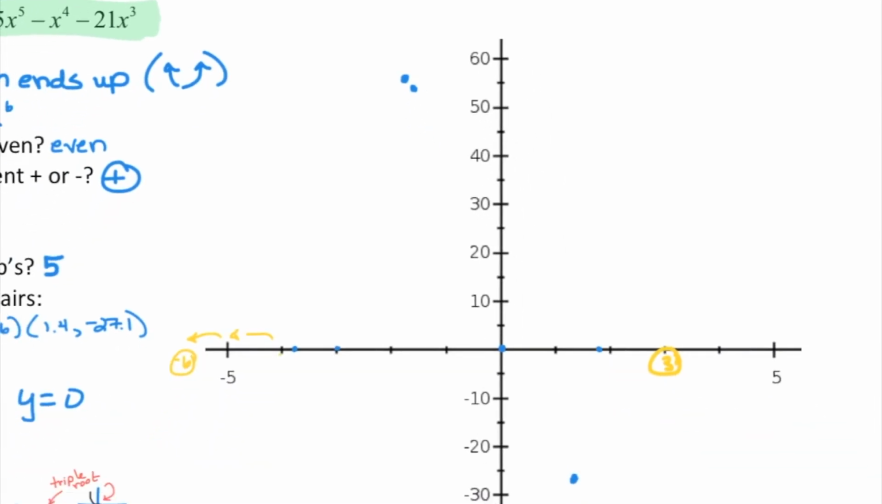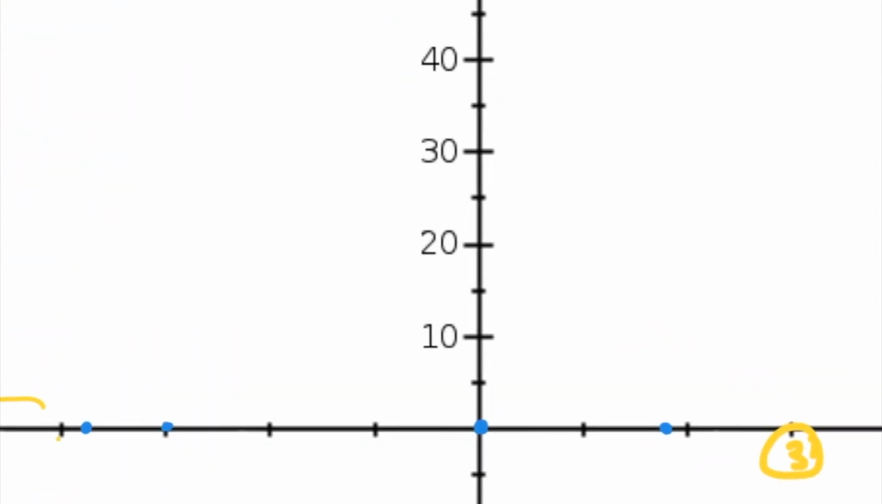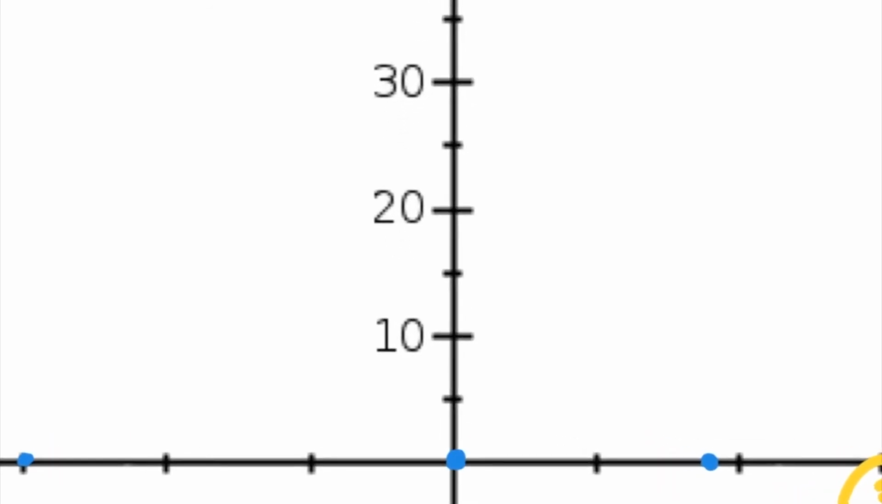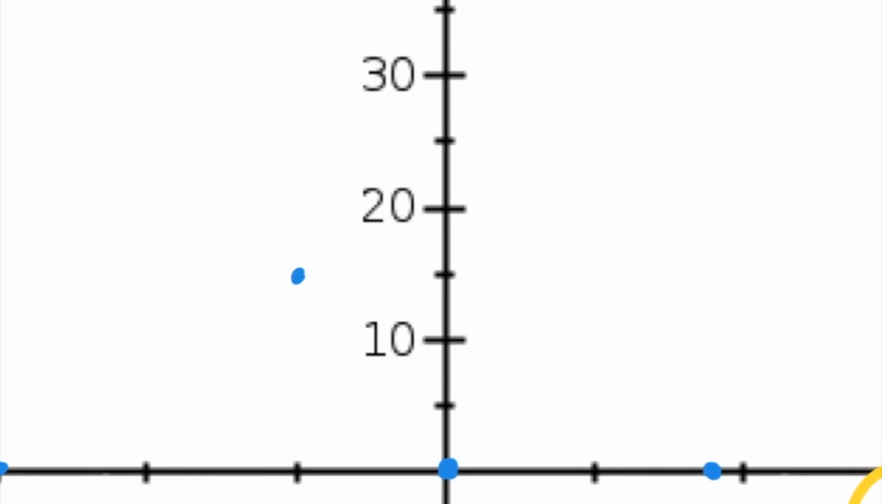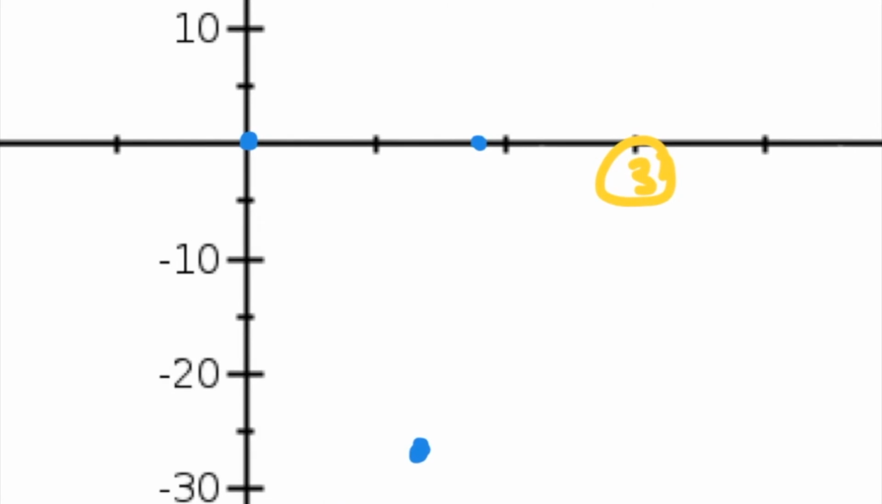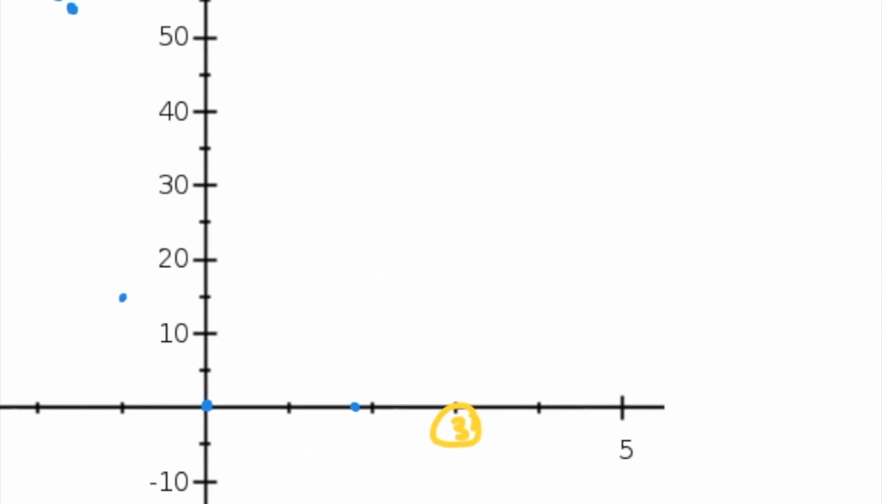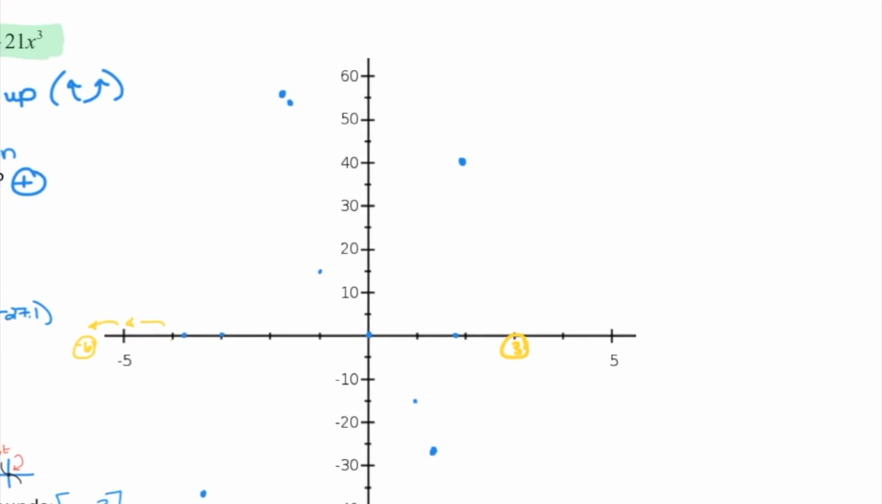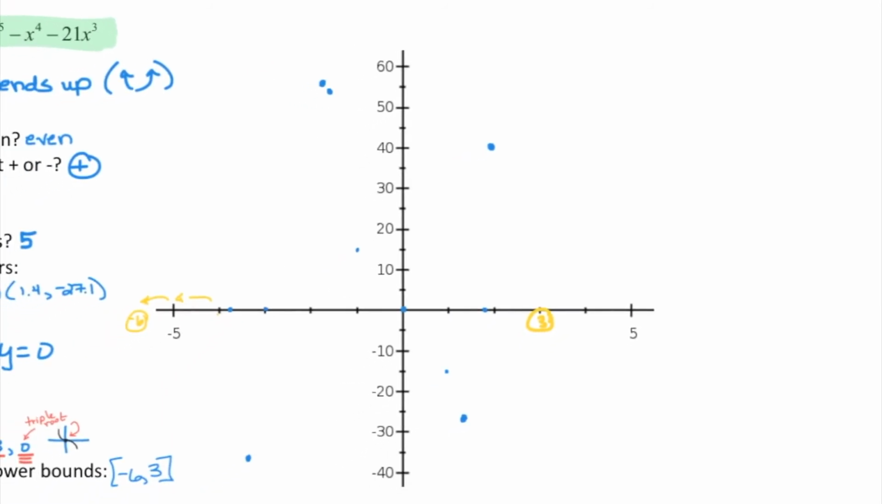And -1, 16, I can also graph. -1, 16 would be right about there. And then I've already got 0, 0 graphed. +1, -16, that's another one that I can graph without too much difficulty. +2, and then +40 is right about there. And the 3 and 4 go up into the thousands fairly quickly. And you can kind of start to see the shape of the graph here.